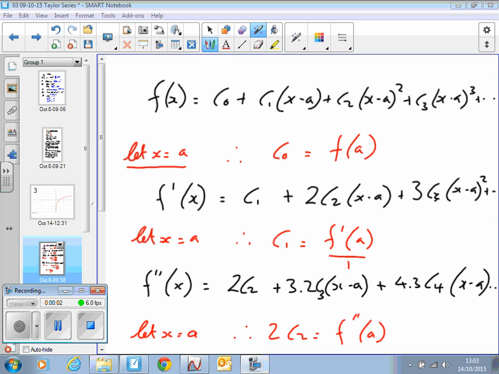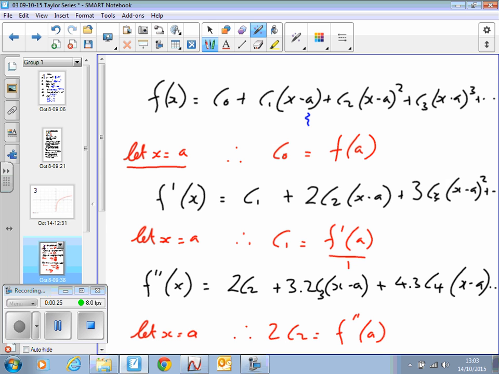So, deriving the Taylor series. Continuing on from the last video, we've got that a function can be expressed as a power series so long as those initial conditions are met. That it exists at a point A, that the series converges.